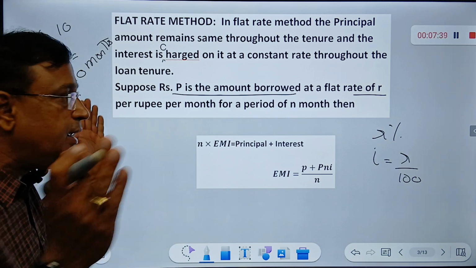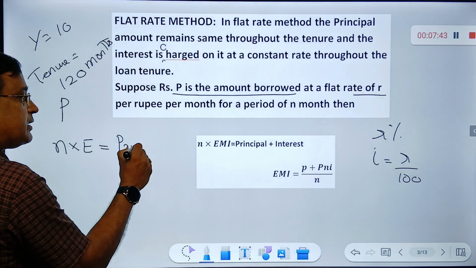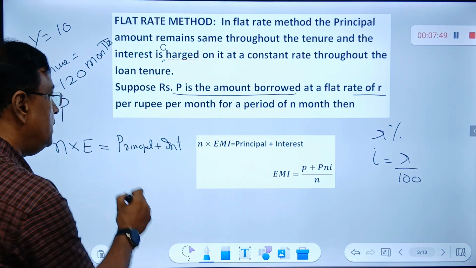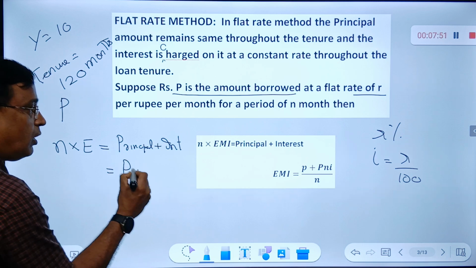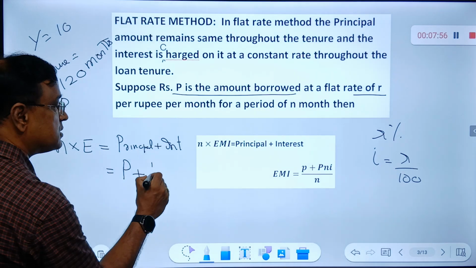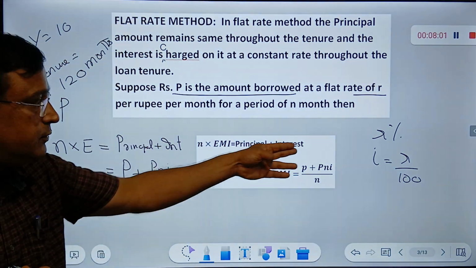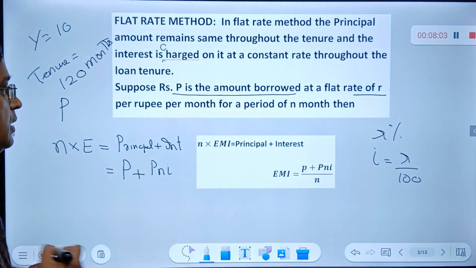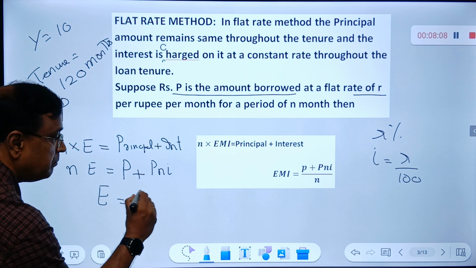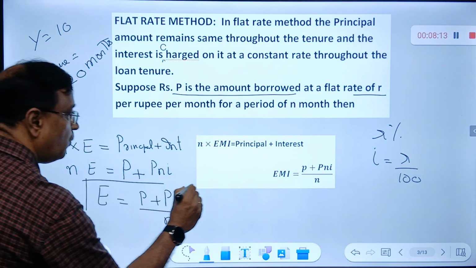Now what is total EMI equal to? I have told you EMI is nothing but the principal part plus the interest. Correct? Now what is my principal? My principal is P. And what is the interest? I told you the principal does not change, so the interest will be simple interest, PNR. Here R is I, which is R by 100. This is N into EMI. So what is EMI equal to? P plus PNI, whole divided by N. That is how you get this wonderful formula.